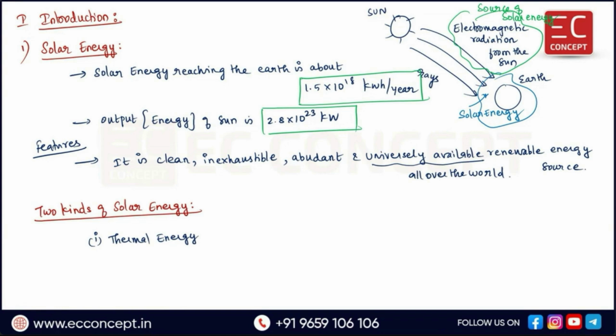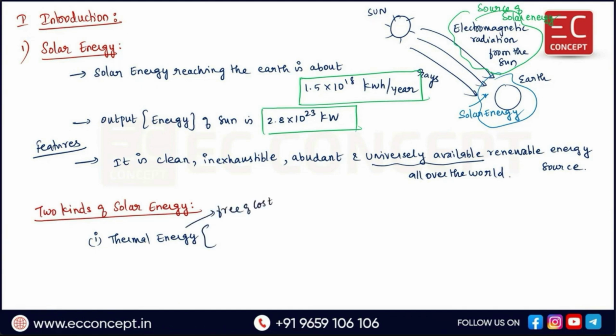Similarly, if you keep water outside in the summer season, it becomes hot. Some things we want to dry, for example coconut for taking oil, they will keep it in the sun. So we have many applications. All of these are thermal energy, which is nothing but for heating purposes, and it is available free of cost.